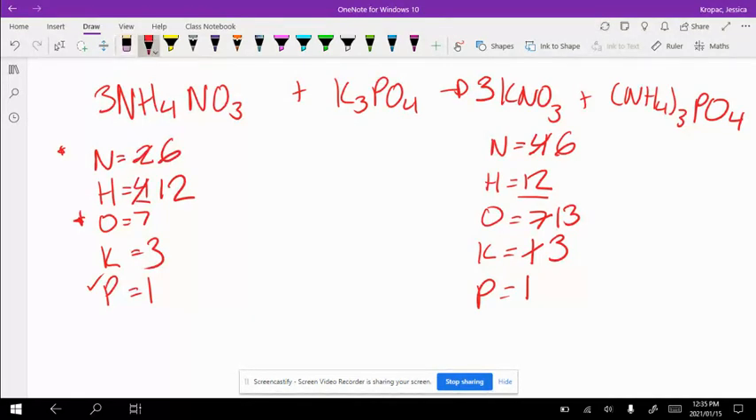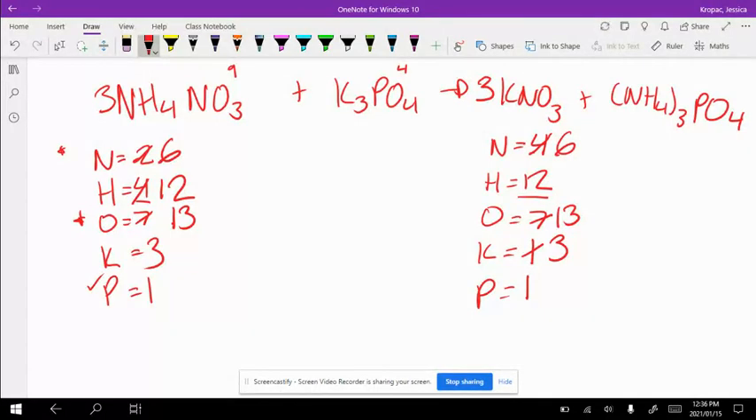And for oxygen, I now have 3 times 3 is 9, plus over here I have 4. So that's going to be a total of 13 oxygens. I'm now going to stop. I'm going to balance by inspection, and I'm going to see if I have the correct numbers.